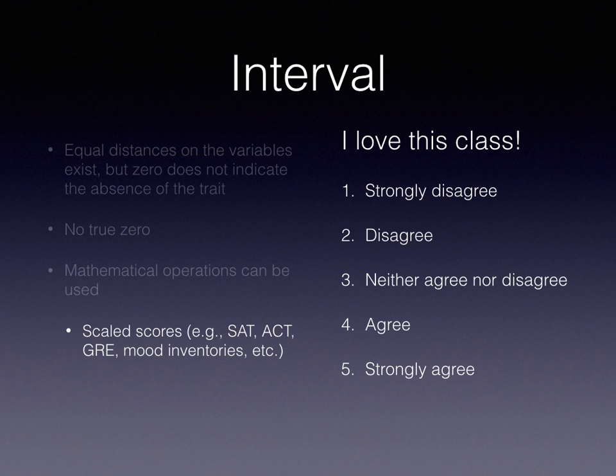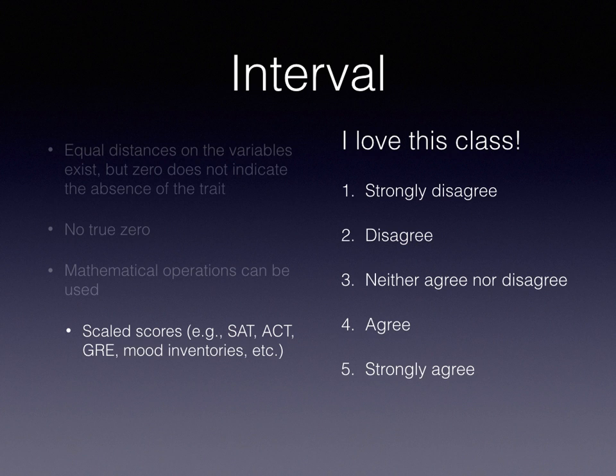And so we often do this with, say, Likert type scales. I love this class. And you can say, I strongly disagree, I disagree, I neither agree nor disagree, I agree or I strongly agree. And we could take the average response for all the members of this class, or you could get an average.